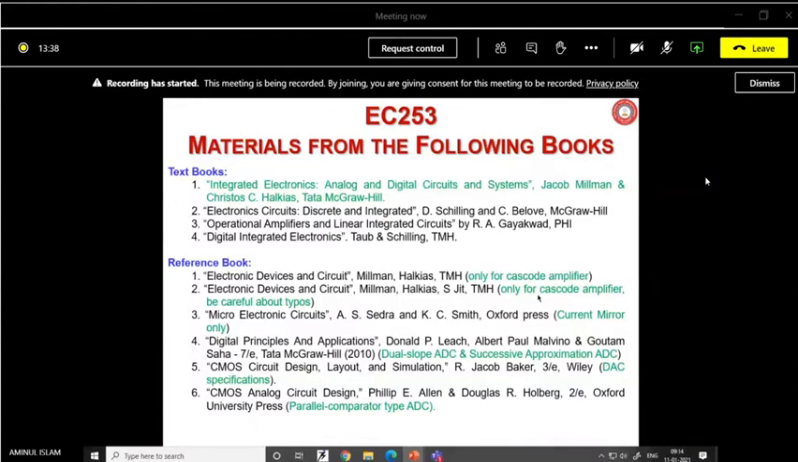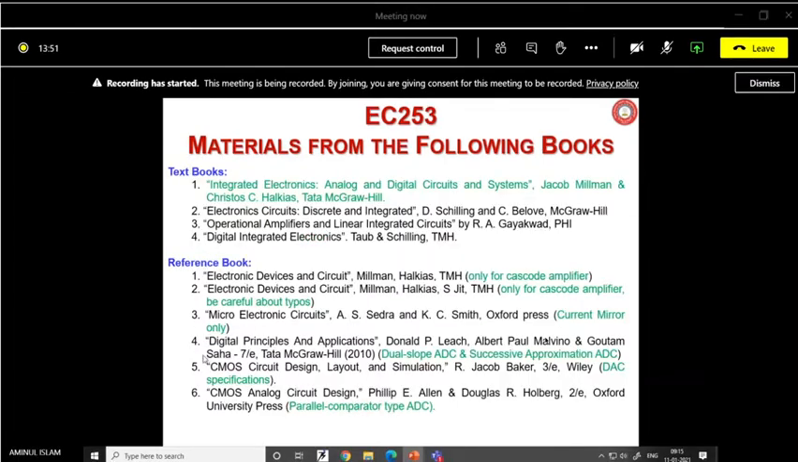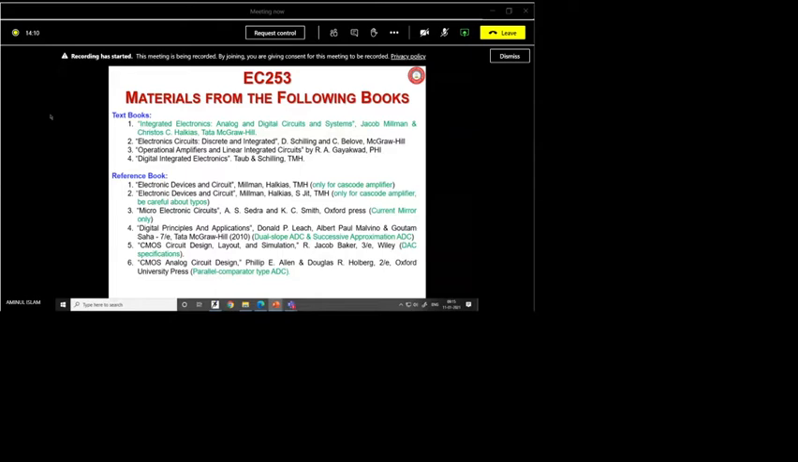The main textbook will be Integrated Circuit Electronics by Millman Halkias. Other books you'll see only sometimes, for example the digital principles of electronics for ADC, DAC, and current mirror from somewhere. So a little bit of portion will be there, maybe 10% only. Otherwise, 90% of things will be taken from Integrated Electronics by Jacob Millman and Halkias. And in the first module, we have to go through these topics.